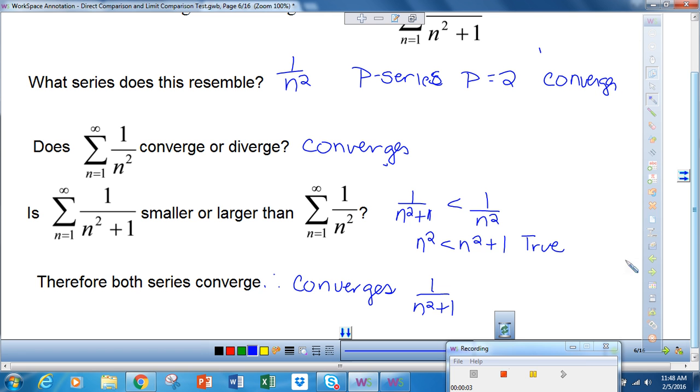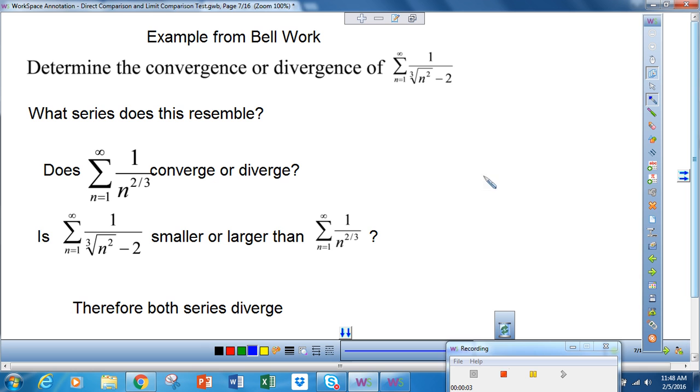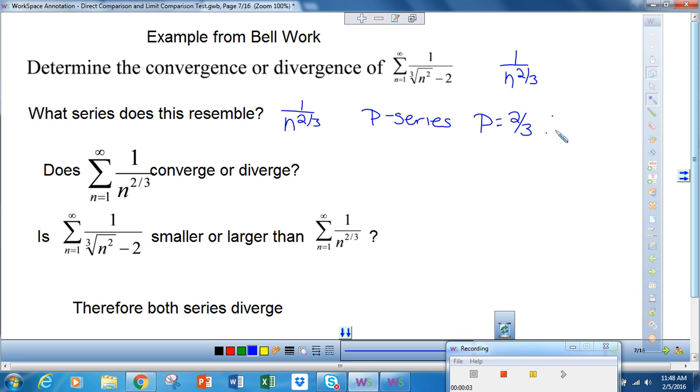Okay? Let's do another example. Again, I want to know, what does this look like? This looks like 1 over n to the 2/3. That's what it resembles. And I know 1 over n to the 2/3 is a p-series where p is equal to 2/3, and therefore this diverges.